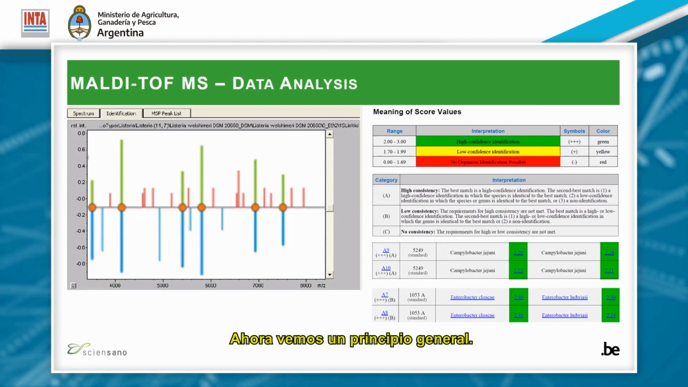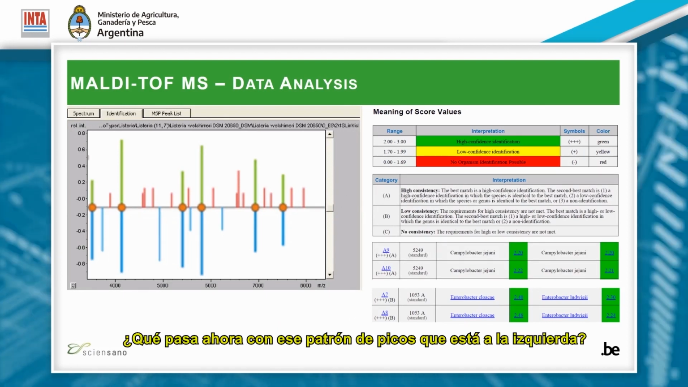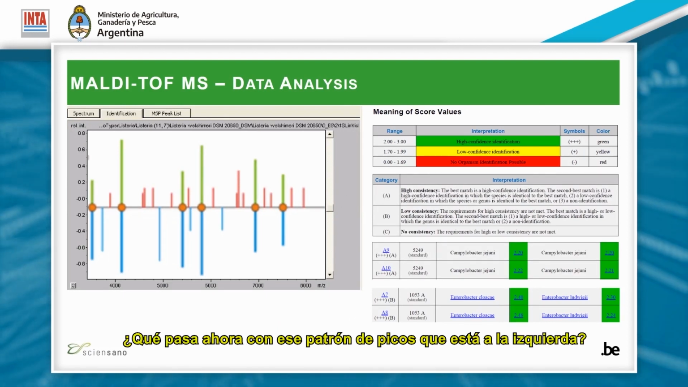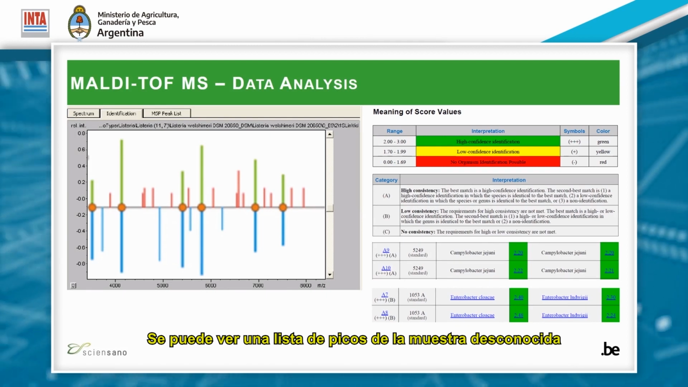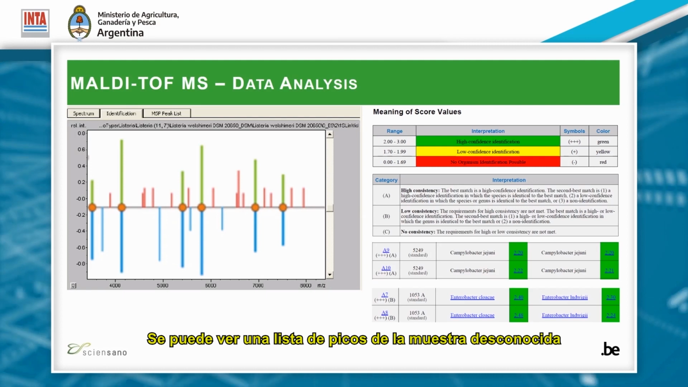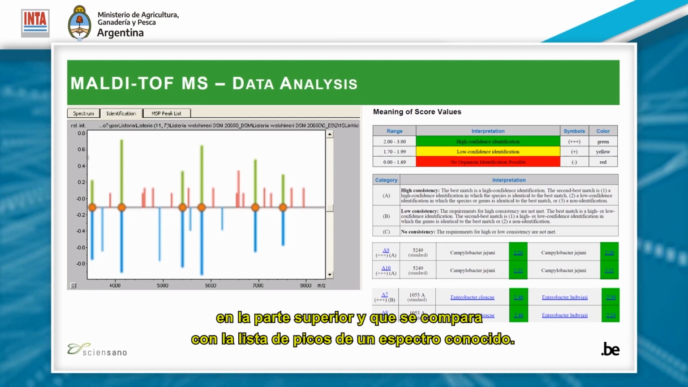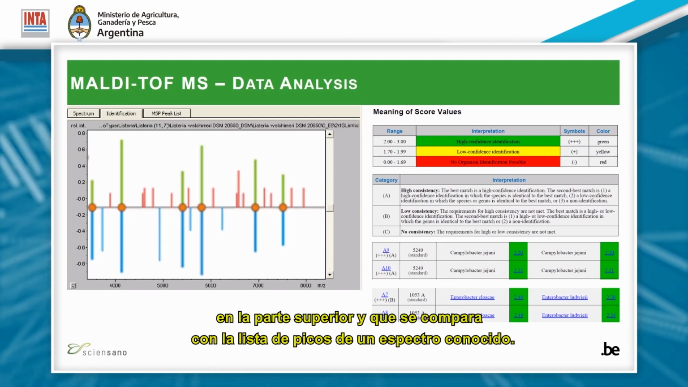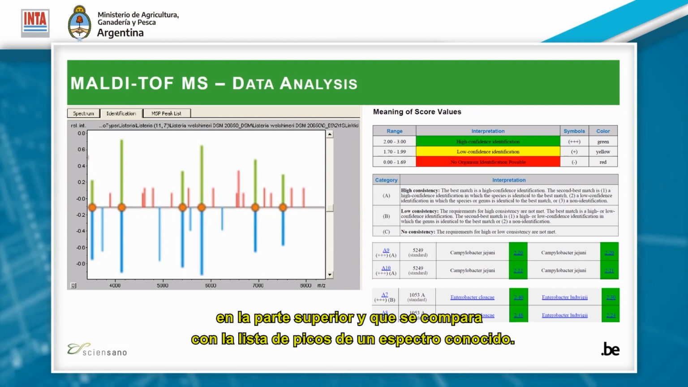Now, this is a general principle. What happens now with that peak pattern? So on the left, you can see that a peak list of peaks of the unknown sample, which is on the top, is compared with a peak list of a known spectrum.